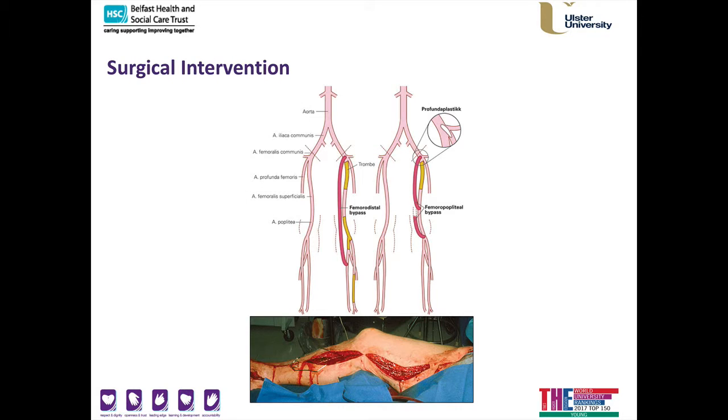Surgical intervention normally needs an A, B and a C. What I mean by that is A is your inflow vessel, which is normally the aorta, iliac or femoral vessel.